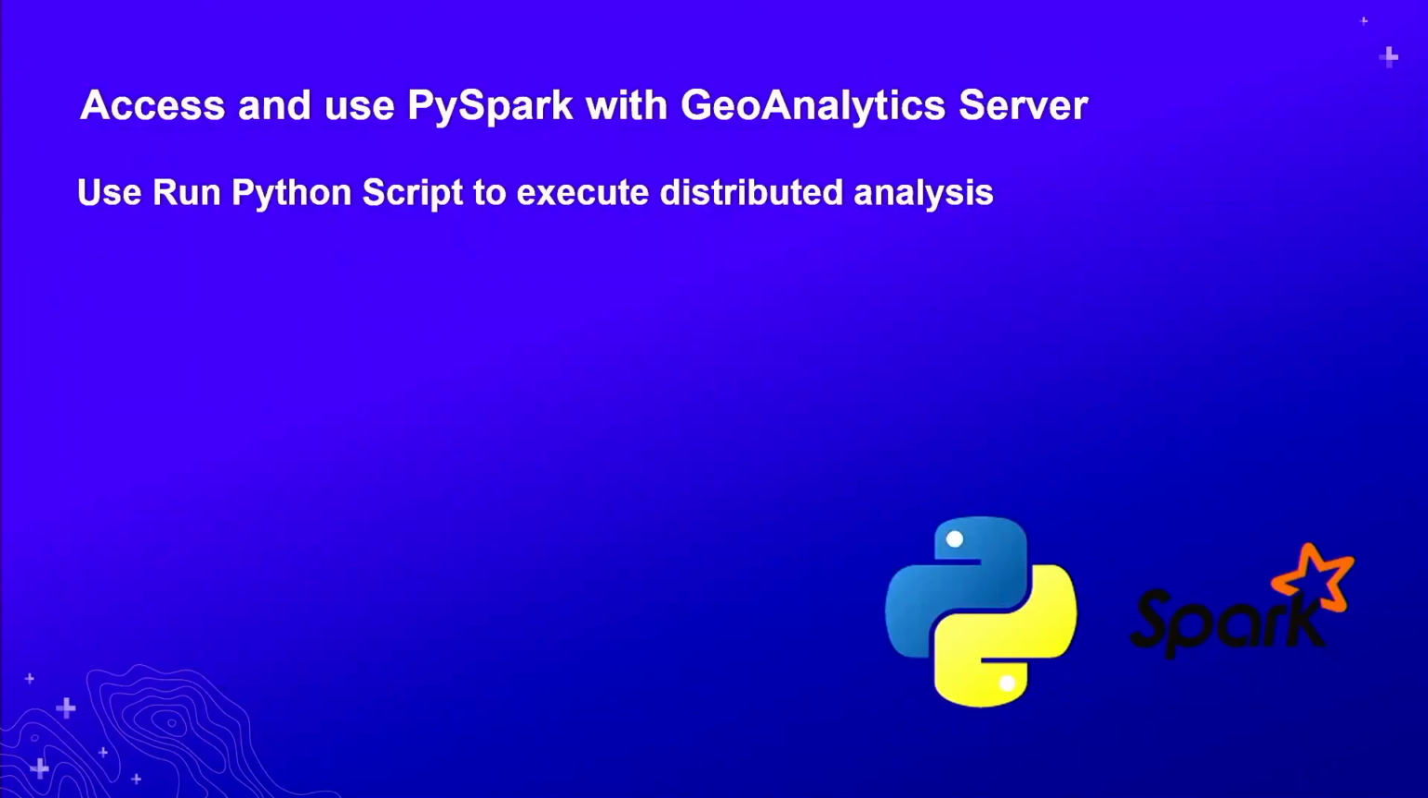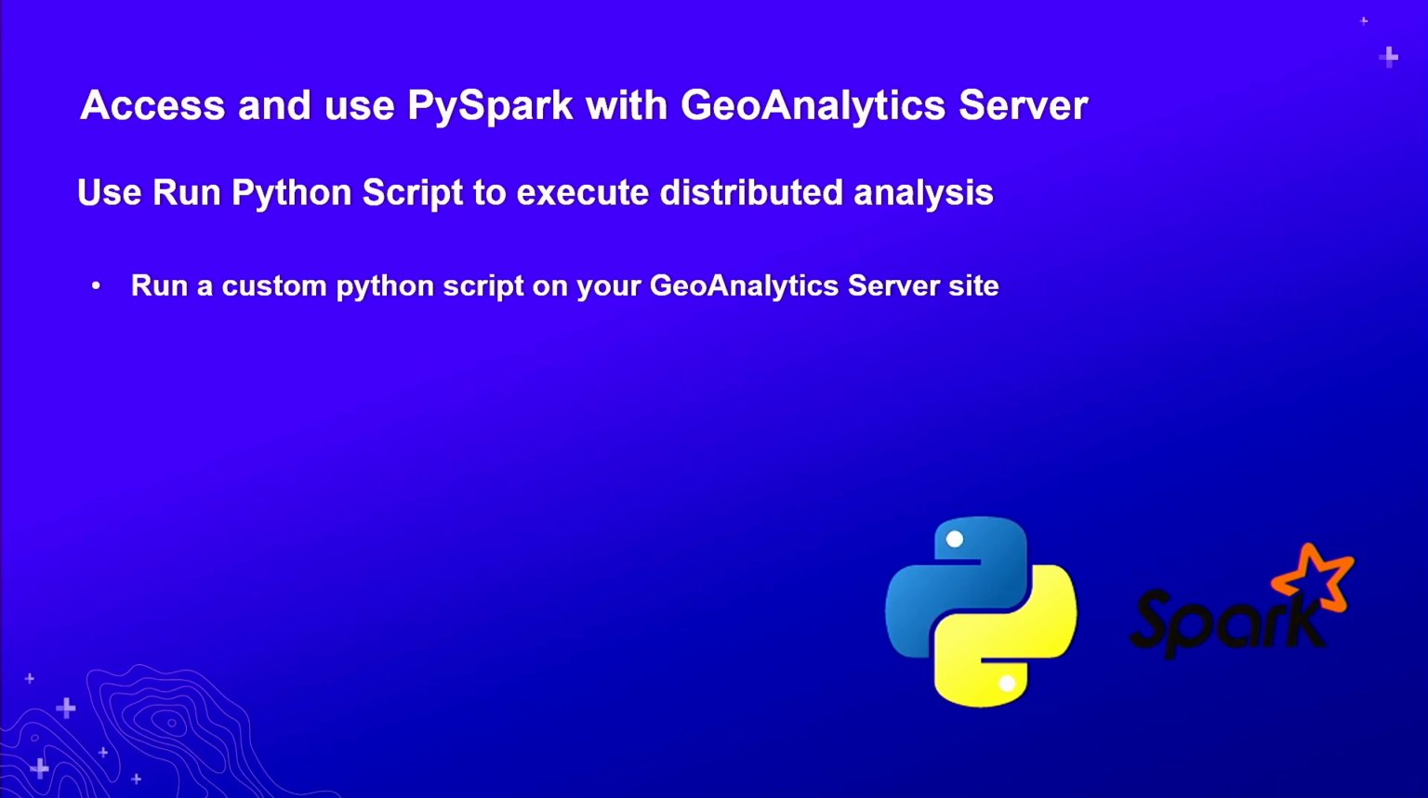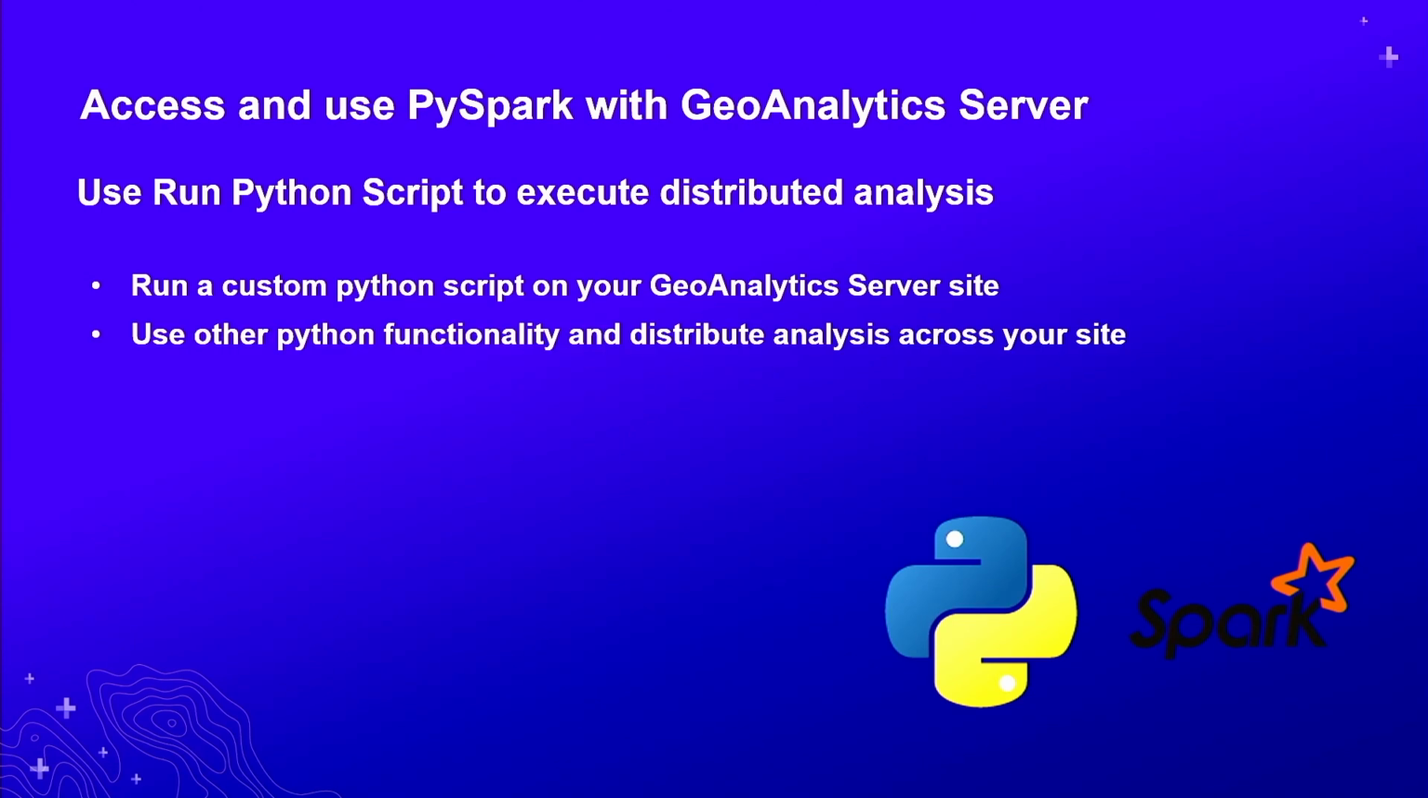Something that's also unique to GeoAnalytics Server is the ability to access and use PySpark. So this is a way that you can run distributed Spark analysis on your own GeoAnalytics server without having to set up your own Spark cluster, basically. That's the really big benefit. And to do this, you run a tool called Run Python script. So this is available through REST and the ArcGIS API for Python. And it means you can run the custom Python script on your GeoAnalytics server site, use other Python functionality, and distribute analysis across your site.